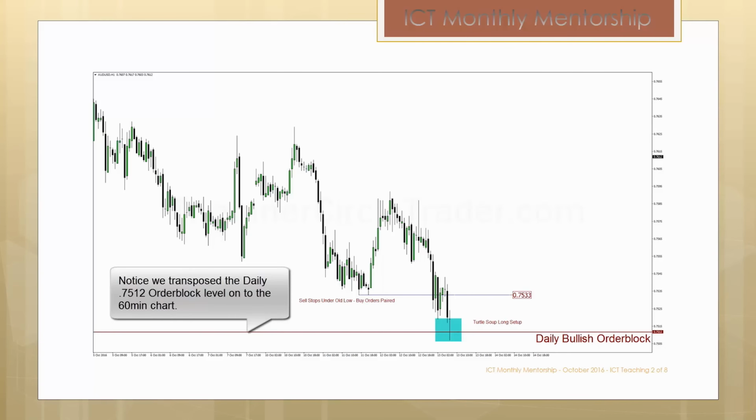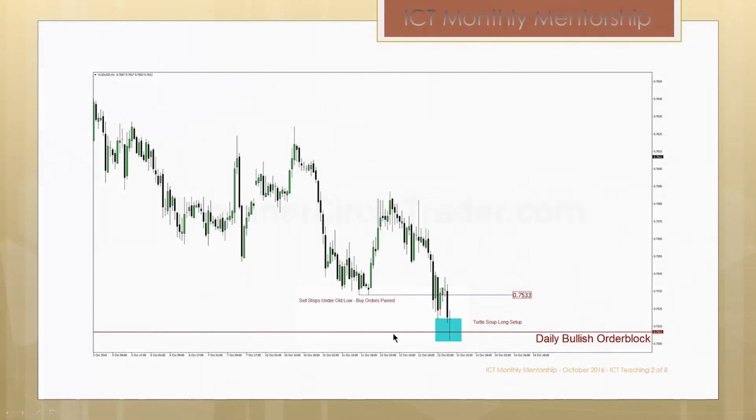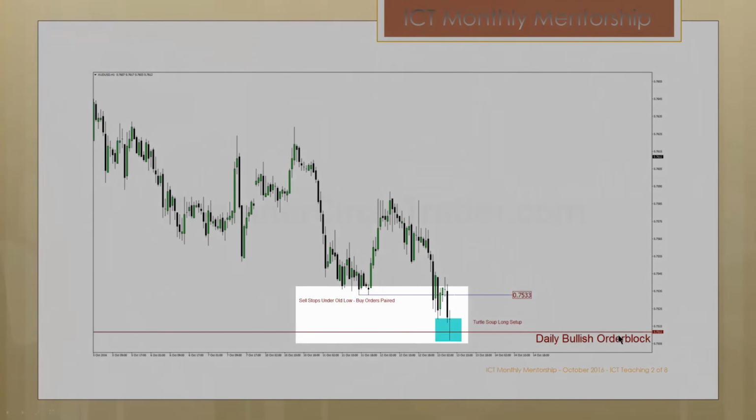Now, I'm going to amplify on this, but it's important you understand the way the framework is here. You're going to see it's exactly the same thing, just brought down to a lower time frame chart. And we're actually going to do it two scales lower. I want you to look at the fact that we have the higher time frame 75.12 level relative to the daily chart. That's what this line is here, delineating the daily bullish order block.